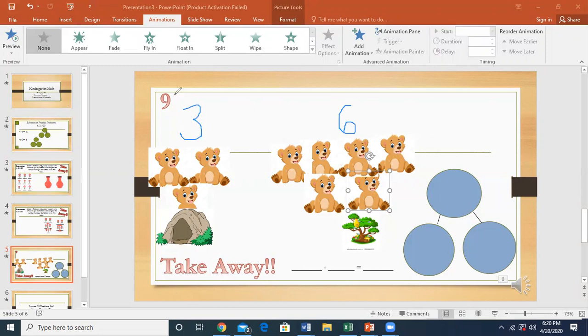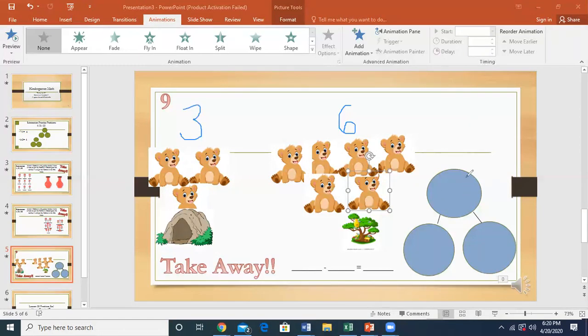So I said 9 can be broken up into 3 and 6. Great job, guys. So now that we have our 3 super important numbers, we're going to put those numbers in our number sentence and our number bond. So let's start with the number bonds.